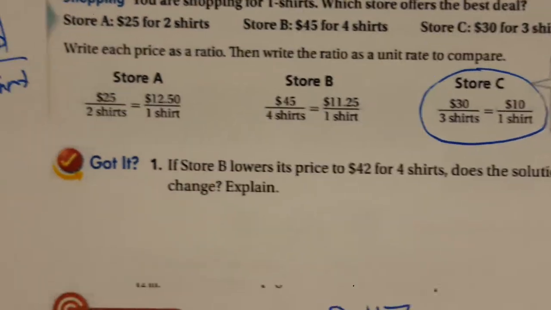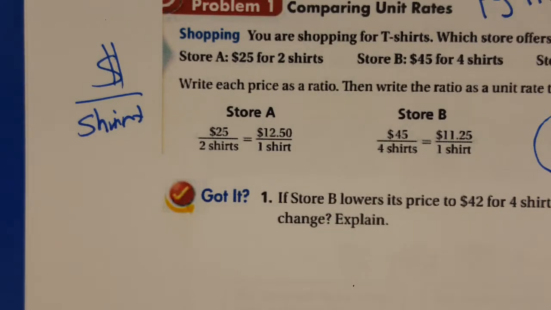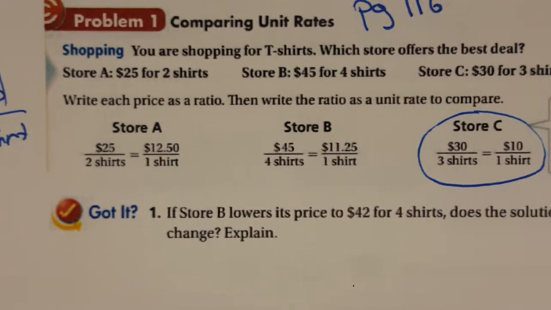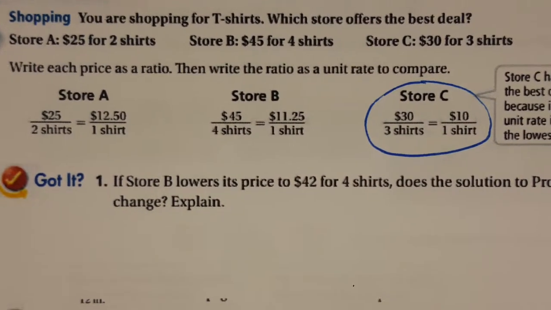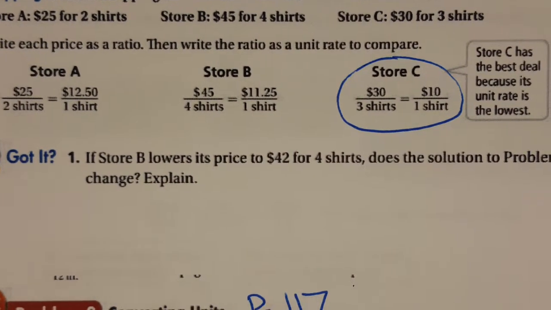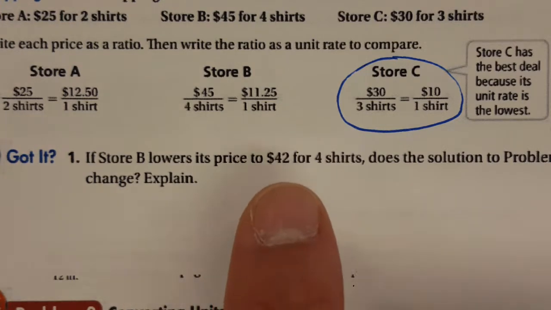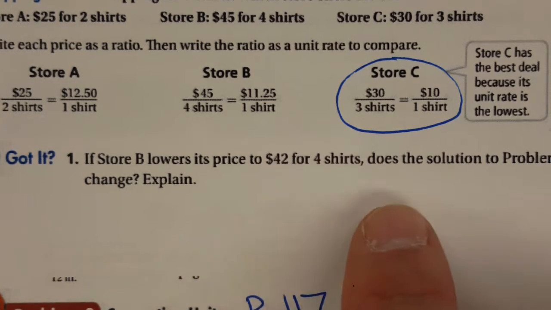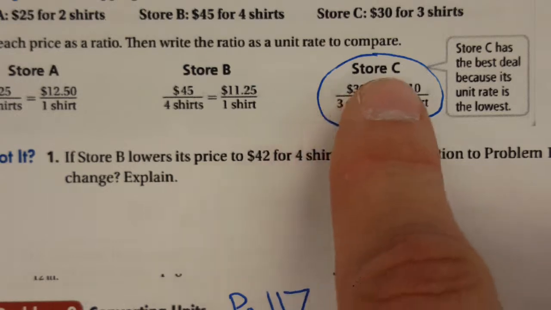Again, how do we do all this? You take the money divided by the items to get the dollars per item, or the dollars per unit. That's what they did. So we're going to do the same thing here for the got question. It says, what if store B changes their prices? What if you can get 4 shirts for 42 bucks? Does that beat store C?